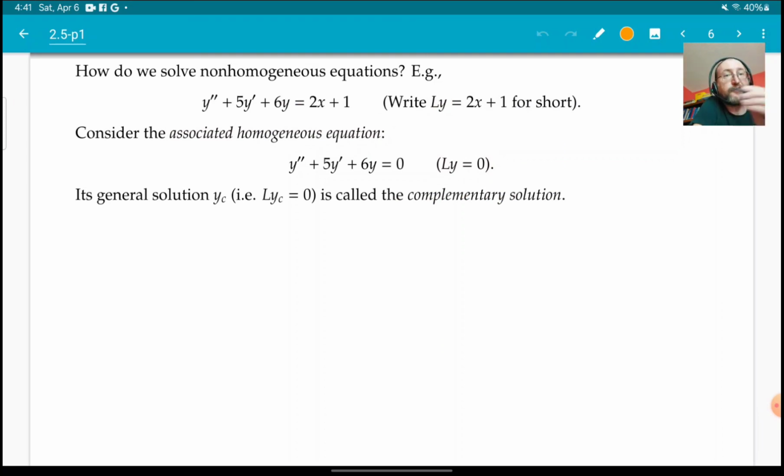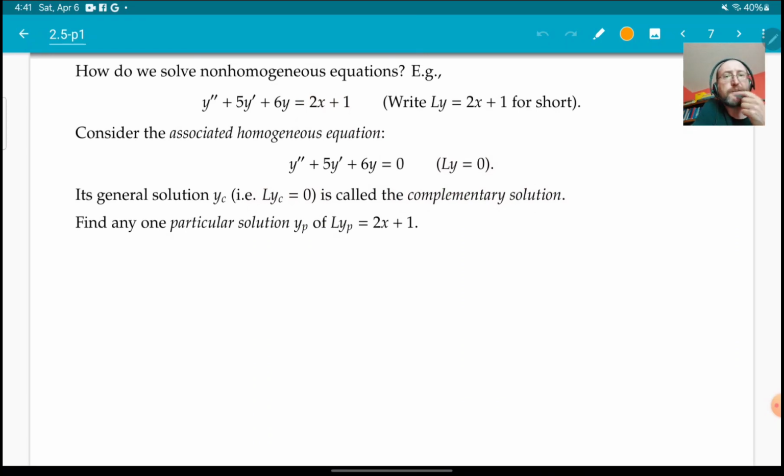Now, the general solution to the associated homogeneous equation is called the complementary solution. It's the y sub c, and it's going to have some arbitrary constants in it, so that you get the general solution to the homogeneous equation, ignoring the right-hand side.